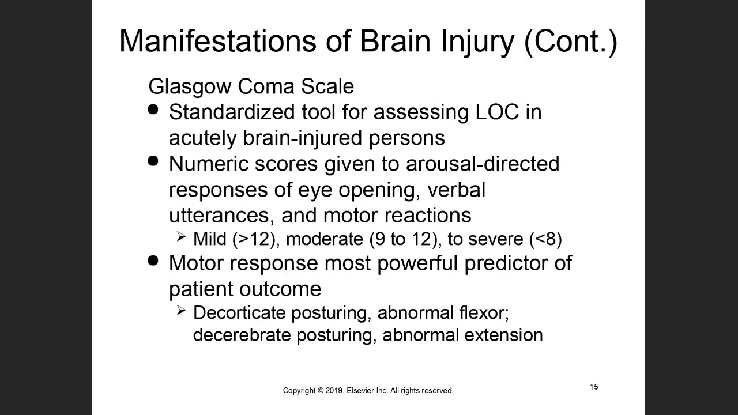Motor response is the most powerful predictor of patient outcomes. The cortical posturing is an abnormal flexor, and the cerebral posturing is an abnormal extension. The scale goes from 0 to 15. 15 is the highest number.